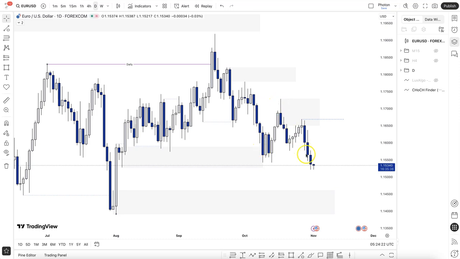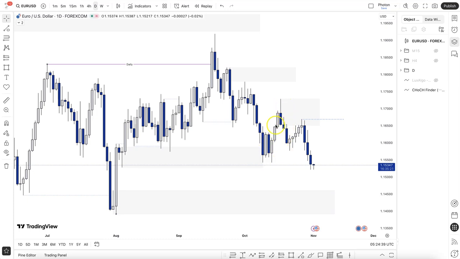So internally, the daily is bearish. But overall, market structure wise, it's bullish. So if we look at the internal structure, after this break of structure, we've had a pullback that's going on. Is the pullback over? No.